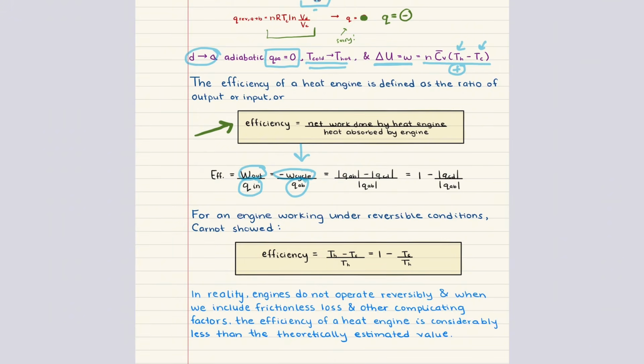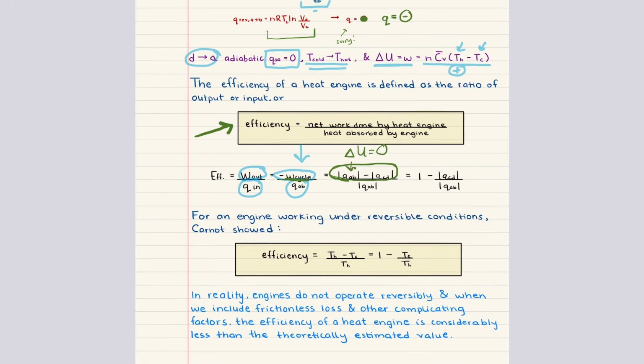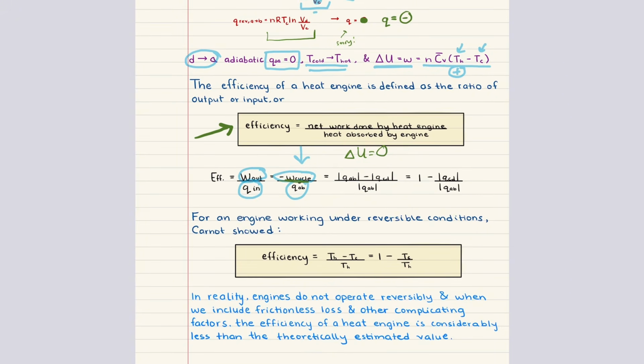Because the cycle returns to its starting state, the change in internal energy over the full loop is going to be equal to 0. So that lets us replace negative work cycle with the net heat absorbed over the two isotherms, which is going to be the magnitude of QAB minus the magnitude of QCD. Therefore, the efficiency becomes the magnitude of QAB minus the magnitude of QCD, all divided by the magnitude of QAB, which is the same as 1 minus the magnitude of QCD divided by the magnitude of QAB.